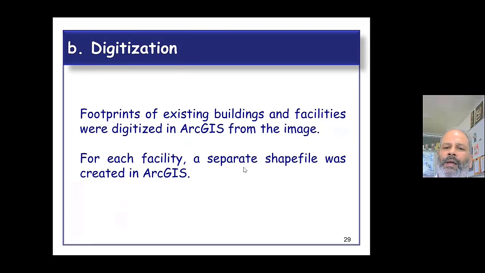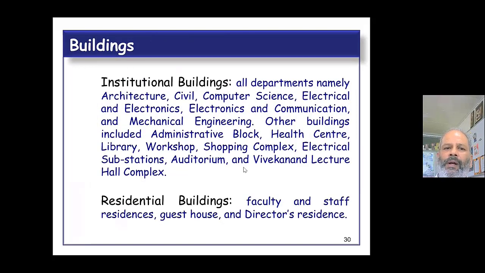And for each facility, we create a separate shape file. So if we see, we have different institutional buildings. Just to manage the spatial data, we have created one layer of institutional buildings, which include architecture, civil, computer science, electrical and electronics and communication, and the mechanical department. There are some other buildings also, which include administrative block, health center, library, workshop, shopping complex, electrical substations, auditorium, and other lecture halls.